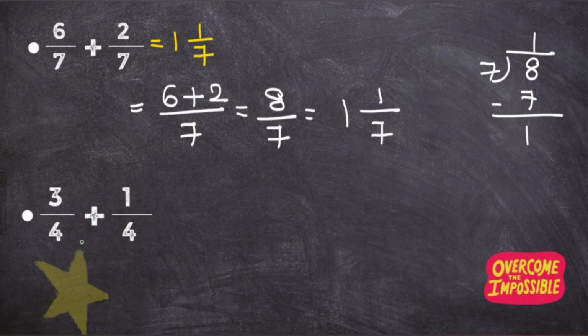Now let's go to the other question, that is 3 upon 4 plus 1 upon 4. So here, as the rule says, you just have to simply add the numerators. So it will be 3 plus 1 upon 4, which gives you 4 upon 4. Now what do you observe? Both numerator and denominator have the same number.